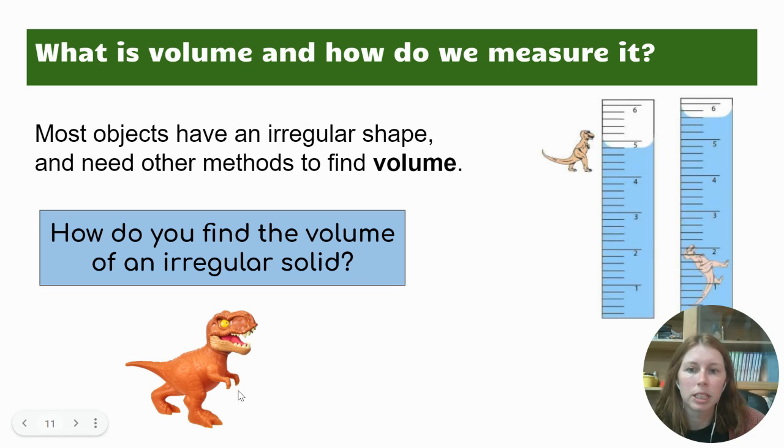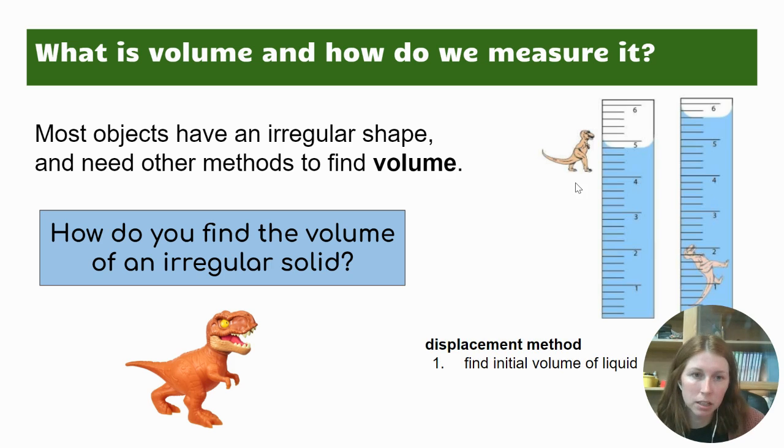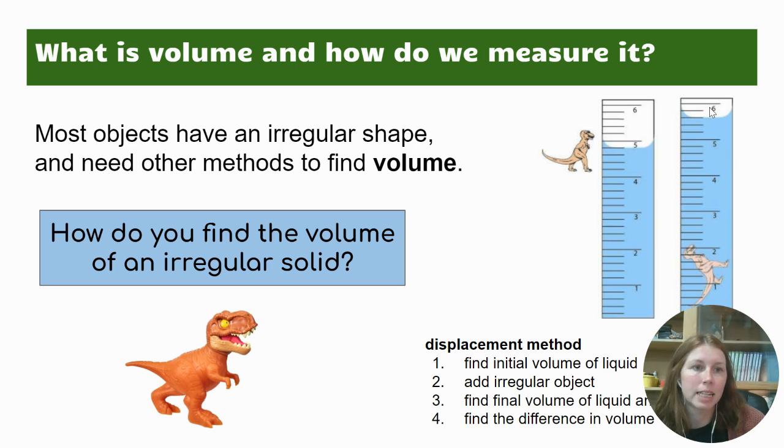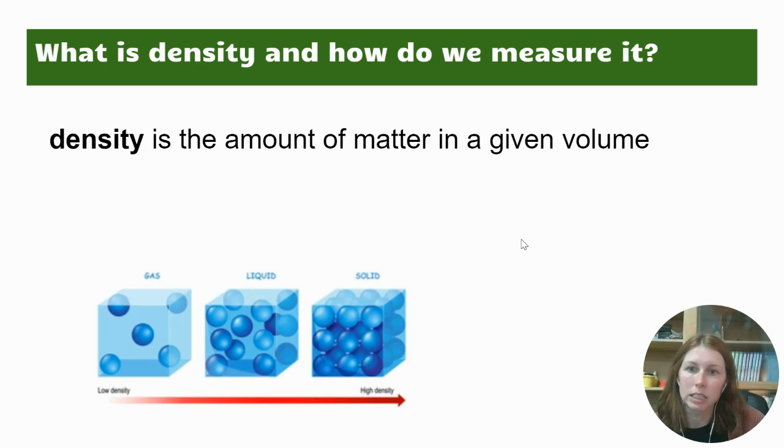So here we have a little T-Rex toy. It's not a regular shape. We can't measure its length times width times height. But if you have a graduated cylinder, you can see how much water is there now, and then how much is there after you add the toy. And so that is called the displacement method. So you find your initial volume, you add the object, find the final volume, subtract it, and that tells you how much the volume of this guy is.